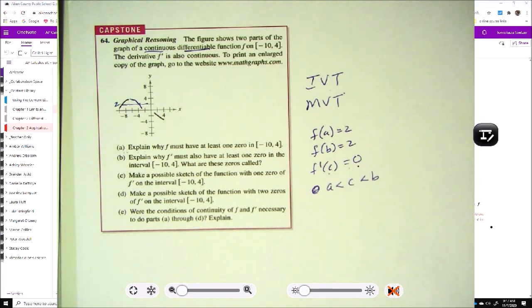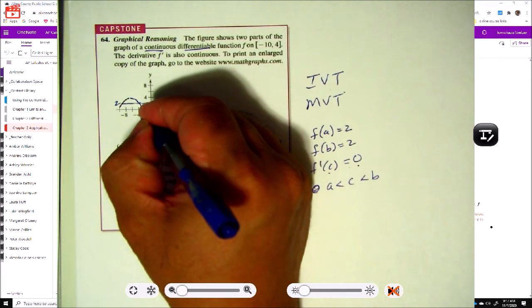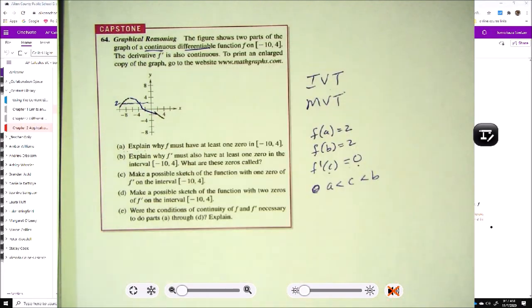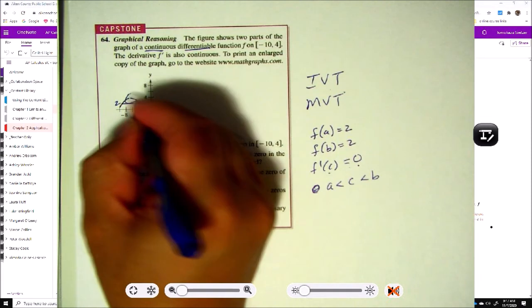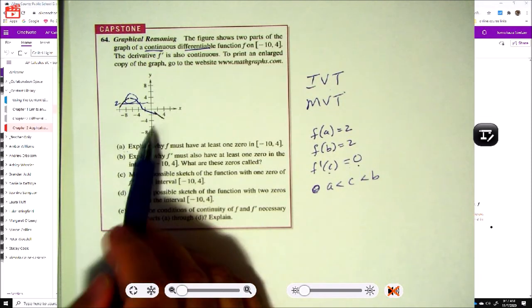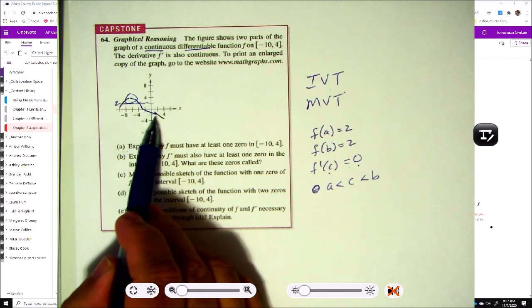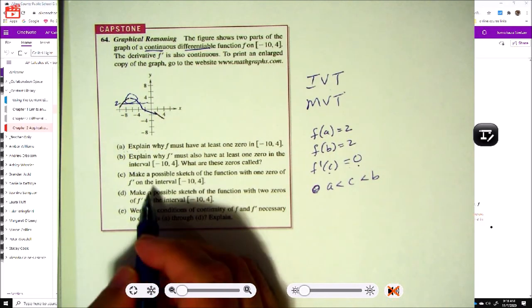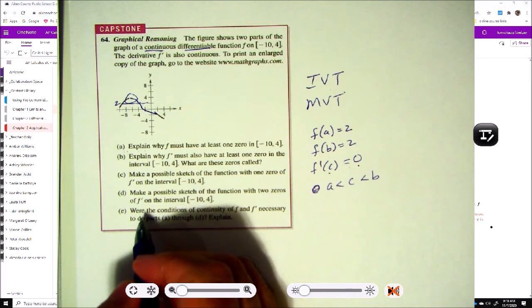Part C, make a possible sketch of the function with 1 zero of f prime on the interval. Well, you can just go like this. That's it. So the 1 zero is here, and there's no other zeros here. But let's pretend that it's not so crappy looking there. All right. D, make a possible sketch of it with 2 zeros on the interval.